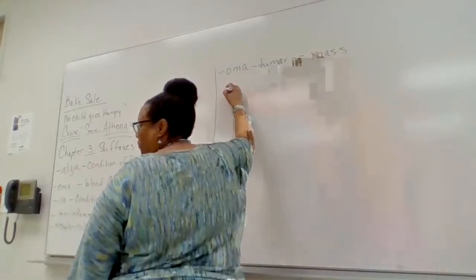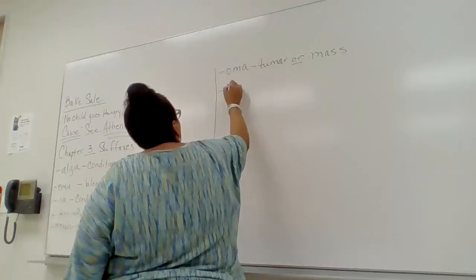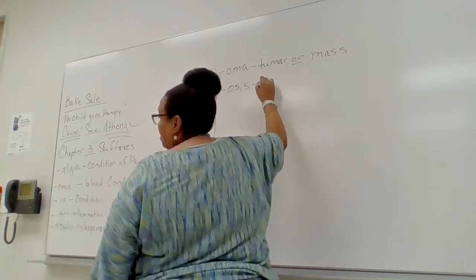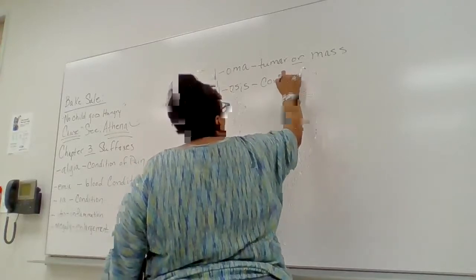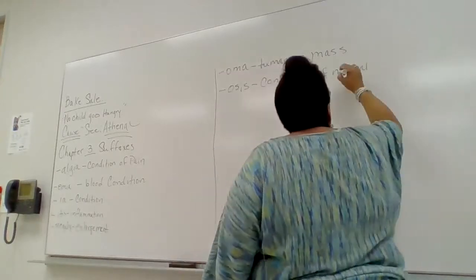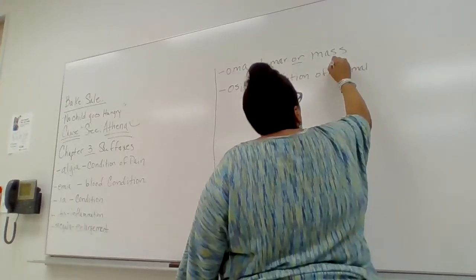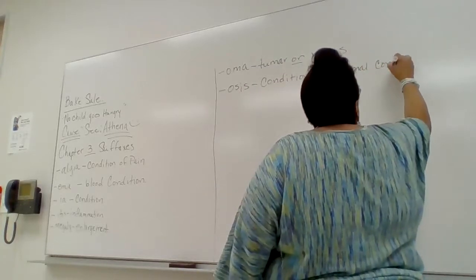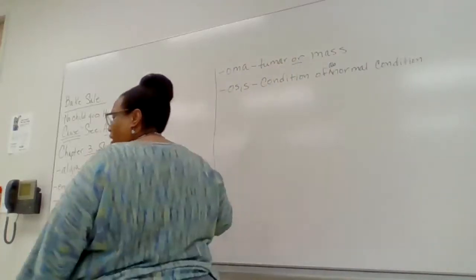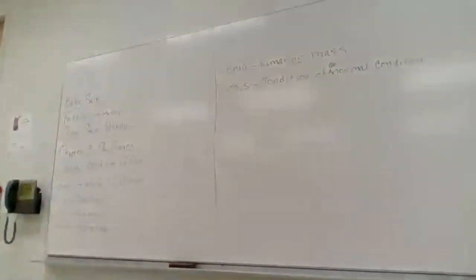Osis. How do you spell it? O-S-I-S. It means condition. Abnormal condition. Abnormal? Yeah, abnormal. Okay, necrosis. Okay, condition. Okay, gotcha. Thank you, sweetie.